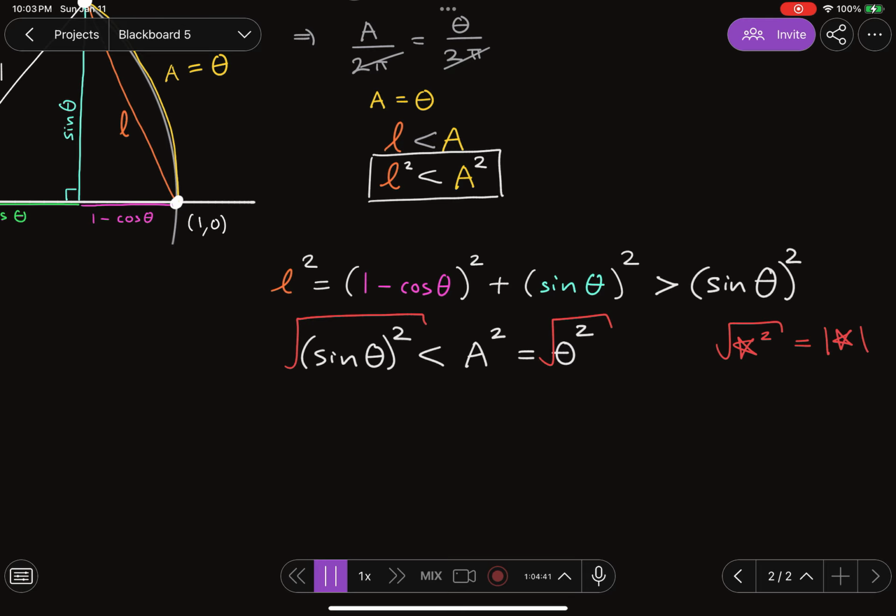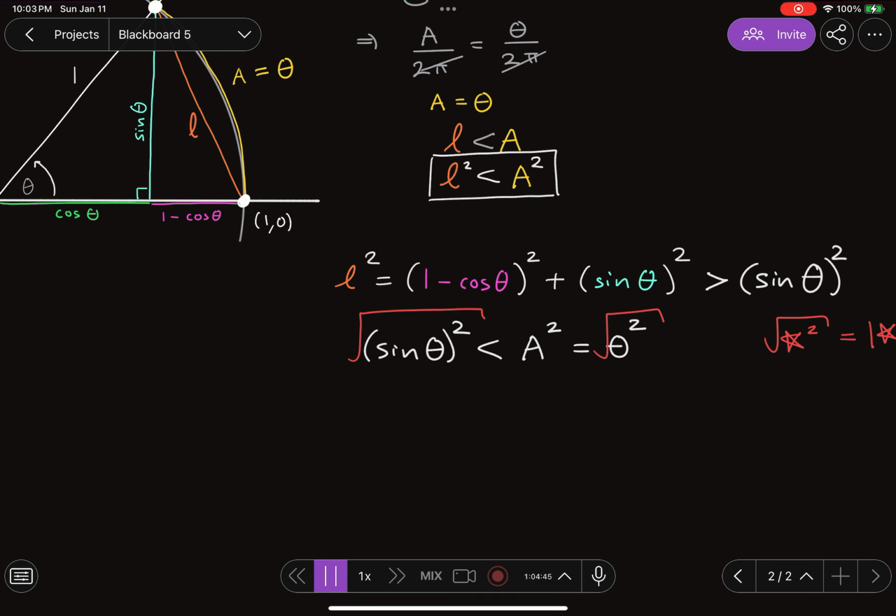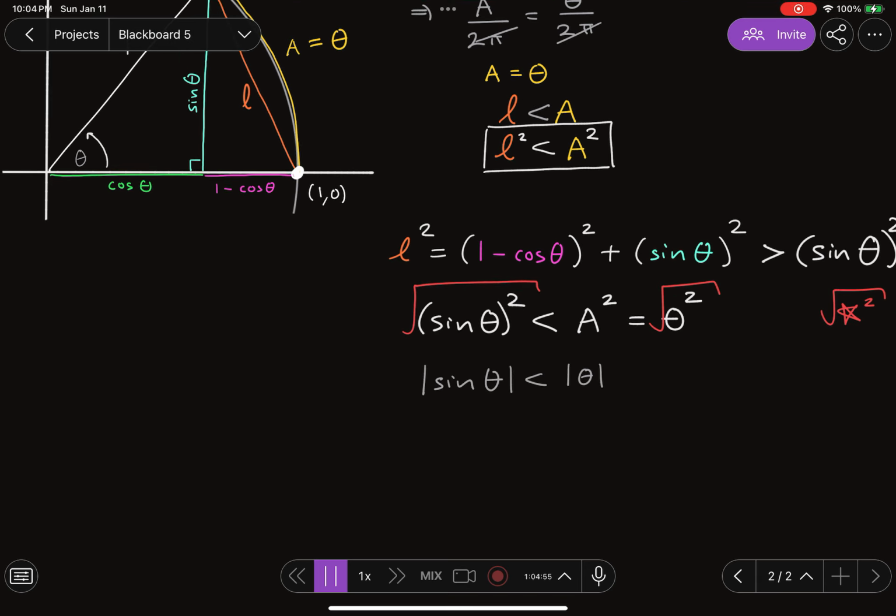Let's see what we just said. What we have here is that the absolute value of sine of theta is less than the absolute value of theta. But I think there's another way to say that: negative theta is less than sine of theta, which is less than theta. So that's a restatement of this guy right here. Oh, shoot. But what that means is I can use the squeeze theorem.